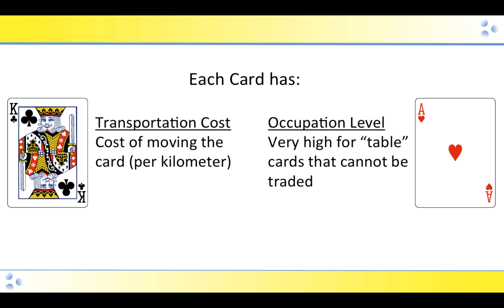Each card has a face value, and we'll also give it 2 additional parameters. So we'll give it a transportation cost. It's the cost of moving the card per kilometer, and that'll be a random number distributed somewhere between 0 and 5 or 6. And then each card will also be given an occupation level. Cards that are occupied mean that they can't be moved. So we'll make it a very high number for table cards that can't be traded. But this might be a parameter that could be set by a user. For example, if you have several very good cards that you don't want to trade, you could imagine setting the occupation level significantly higher, saying I don't want to let go of these cards.